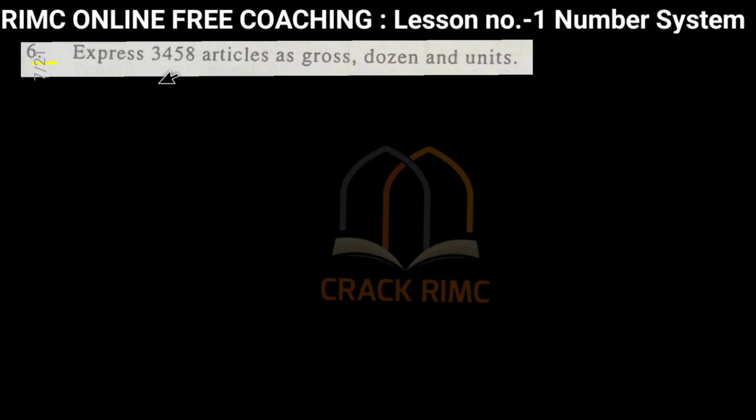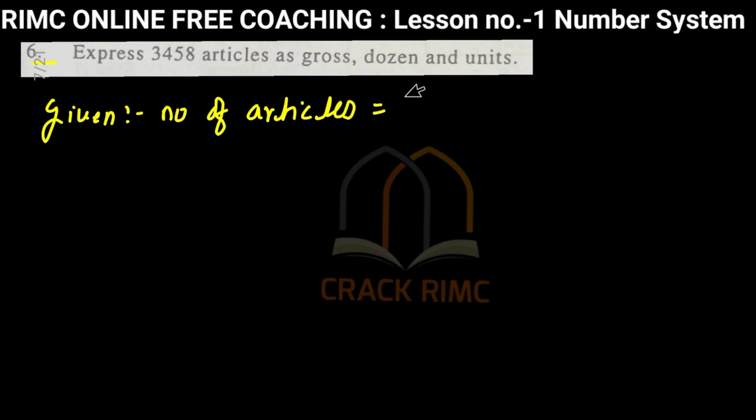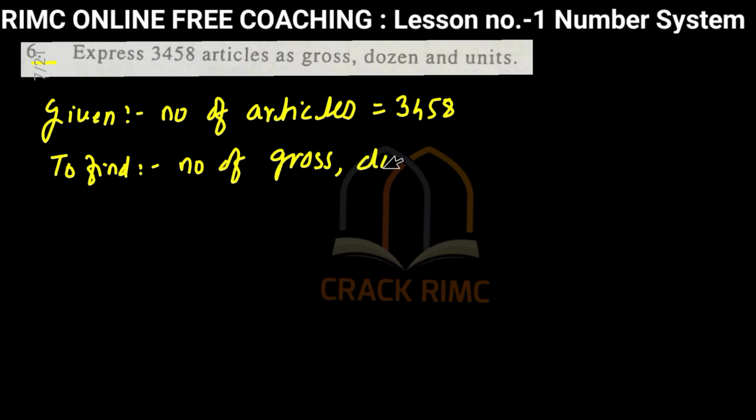Question number 6. Express 3,458 articles as gross, dozen and unit. Okay. So here, given number of articles is equal to 3,458. To find: number of gross, dozen and unit.